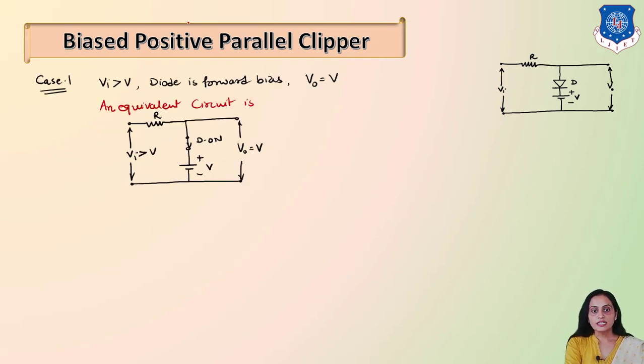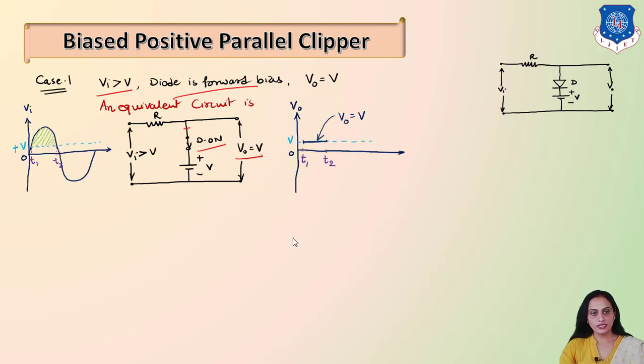So when input is greater than V, the input voltage, that is the voltage at the anode, is greater than V, the diode is on, so it is shown with a closed switch, and output voltage is equal to V. And this is for the ideal diode, we are considering the ideal diode. In the input voltage range we have shown the reference voltage, that is plus V. So above the reference voltage, what happens to the output is shown over here. These are the two time instances T1 to T2. From T1 to T2 we are getting output V.